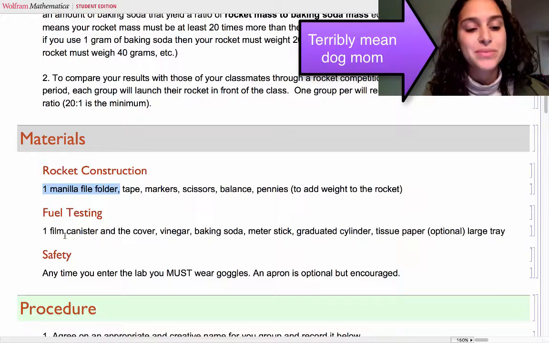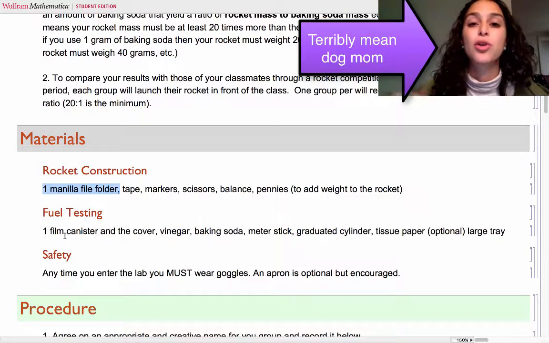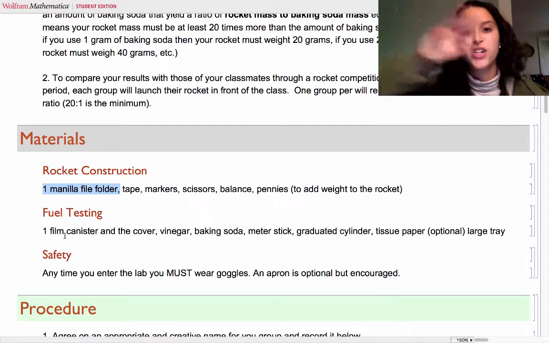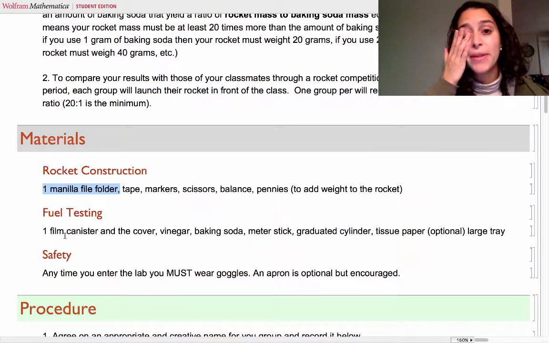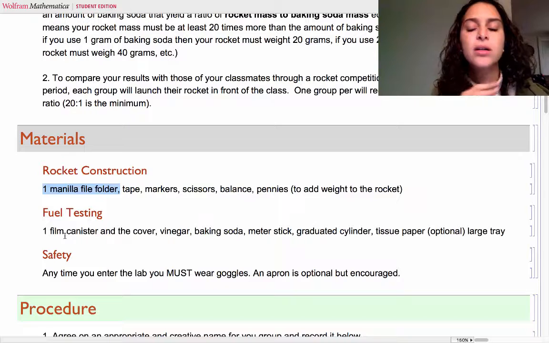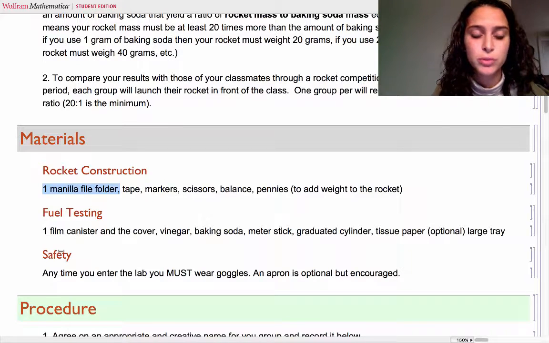My dog. The caps of the film canisters go flying all over the place, and there's vinegar and baking soda. You don't want a cap in the eye, you don't want vinegar in the eye, so you gotta wear goggles. All right? Those are your materials.